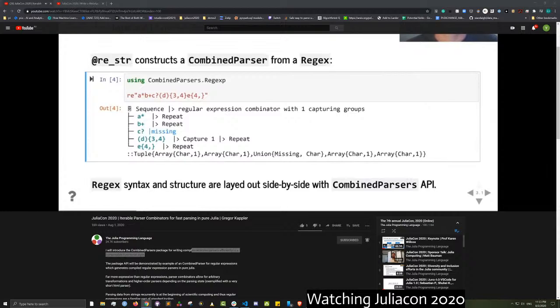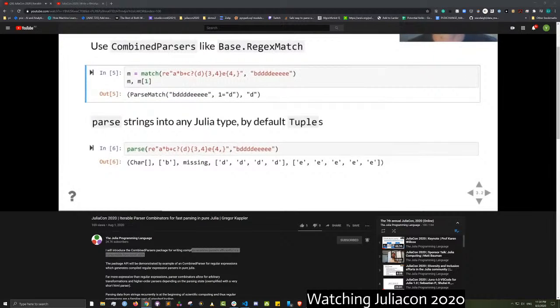The regex syntax and structure are laid out side by side with the combined parsers API. This regex example repeats A any number of times, B at least once, C optionally, and so on. So you can simply replace R quotes with RE quotes in your code and use the base match API. Note, when you regex capture D matches repeatedly, you get only the last match. With combined parsers, you can transform with nesting and capturing such repeated values into actually any Julia type.